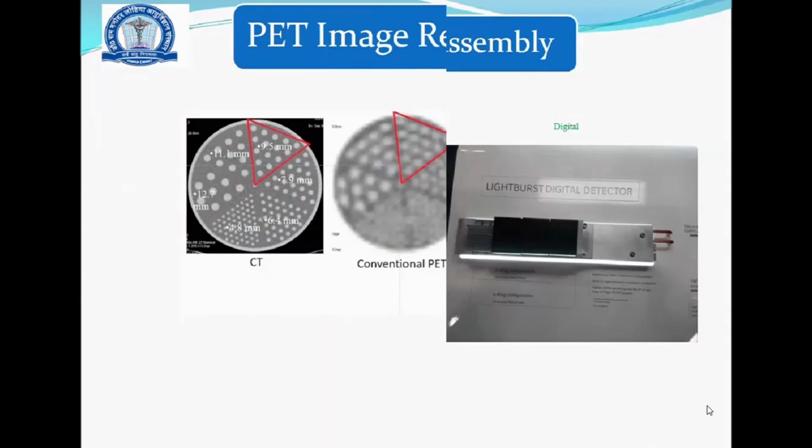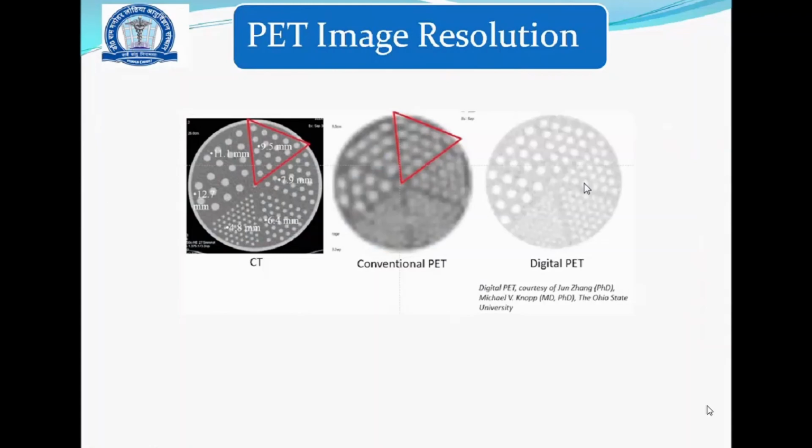I would like to show you now a phantom study. See how the image clarity is improved in the digital detector if you compare with conventional. And if you compare with CT, then it is still very poor. So that's why CT spatial resolution is very high, and that's why we want to have a CT with PET. Although we are improving, it is still not comparable with the CT.